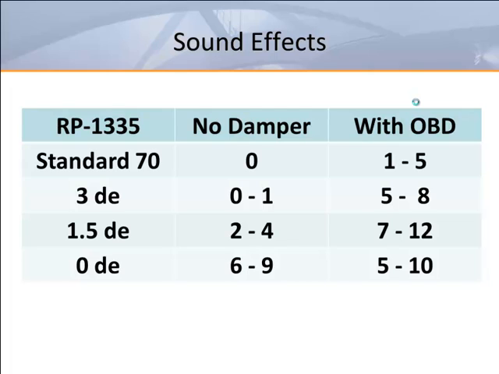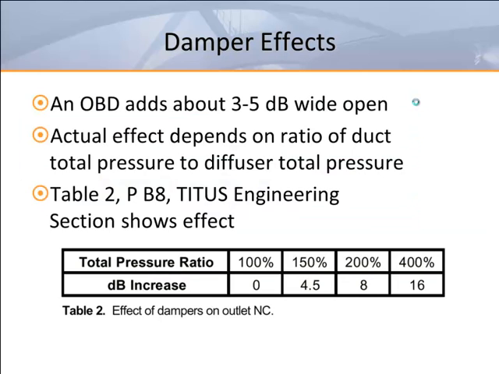Under laboratory conditions, adding a damper added up to 5 NC. With 3 diameters of straight duct, the sound was just slightly higher than laboratory conditions. At 1.5 diameters, the sound increased by 2 to 4 NC, plus another 5 when the damper was installed in the inlet. With a hard 90-degree elbow on the diffuser inlet, the NC increased over the catalog was 5 to 10, but the damper did not create additional noise. An open damper increases noise levels up to 5 dB. Closing the damper increases the pressure ratio and increases the noise level even more.